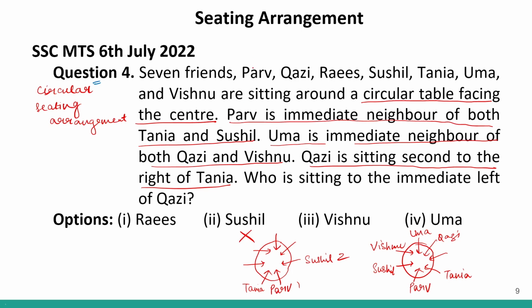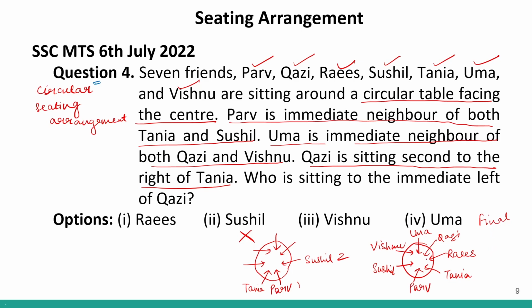Now we have already placed Parv, we have placed Kazi, we have placed Sushil, we have placed Tanya, Uma and Vishnu. The only person remaining is Rais. So we can place Rais over here. Correct? This is my final arrangement.